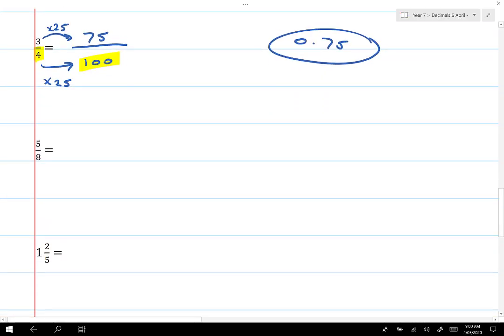The next one is an 8 at the bottom. Now, hopefully you remember the starter question. And I did 200 divided by 8. The reason I did that is because now you know that 8 times 25 gives 200. All right, this is one that you should basically just remember as a strategy.